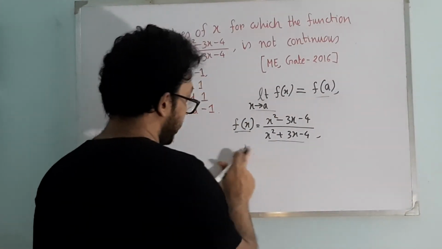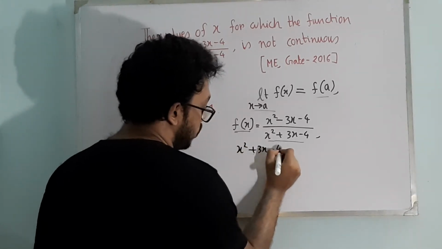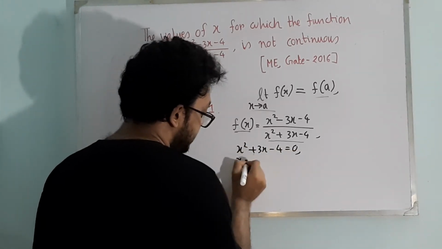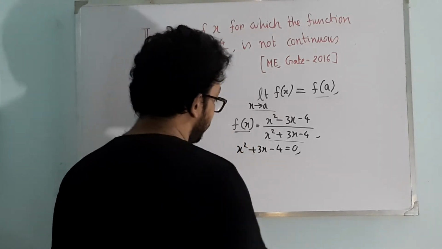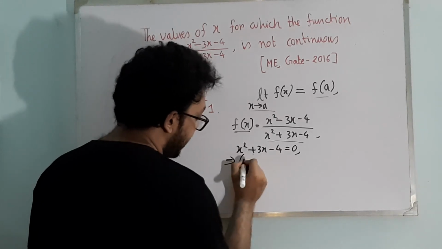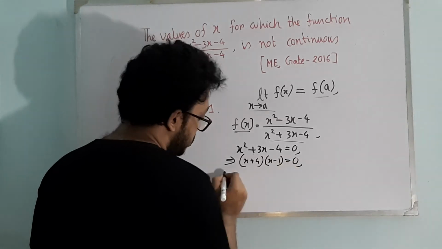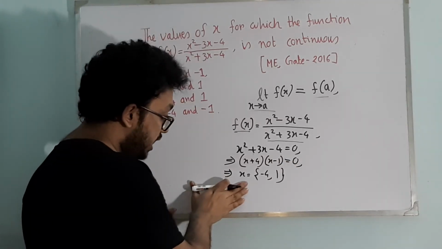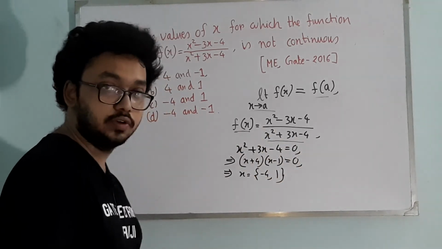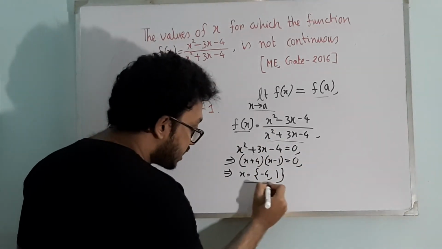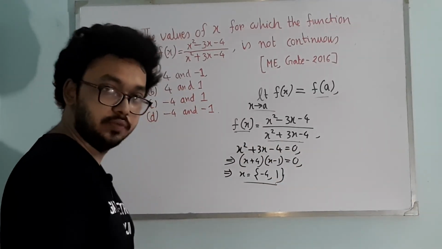Now x² + 3x - 4 will be 0 when x is equal to... I am doing it for you. I can factorize this as (x + 4)(x - 1). This should already be known to you, okay? So when x is equal to -4 or 1, then x² + 3x - 4 is 0. So at these two values of x, that is -4 and 1, x² + 3x - 4 will be 0.